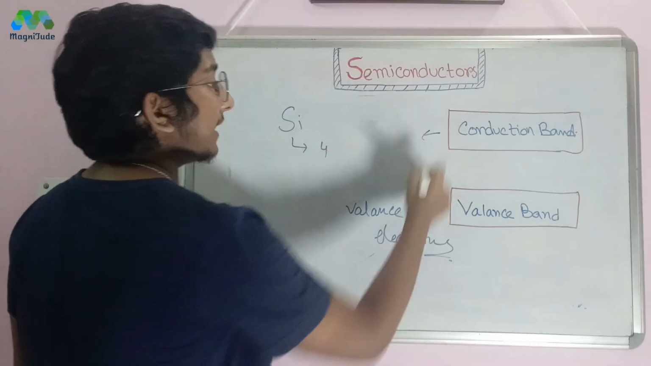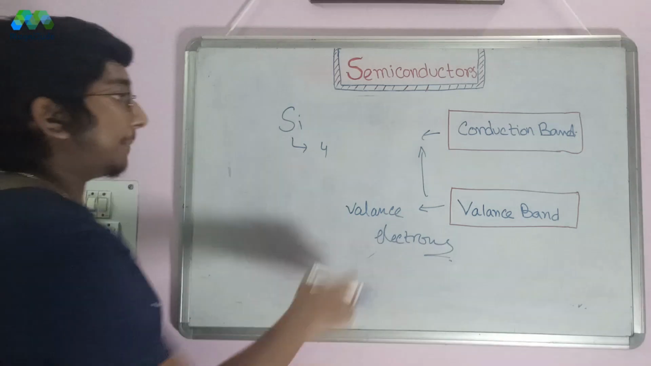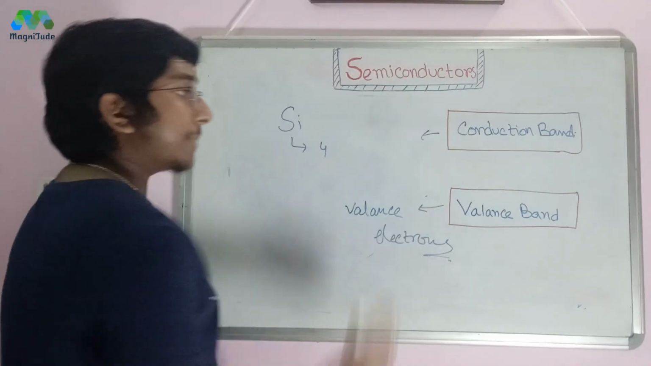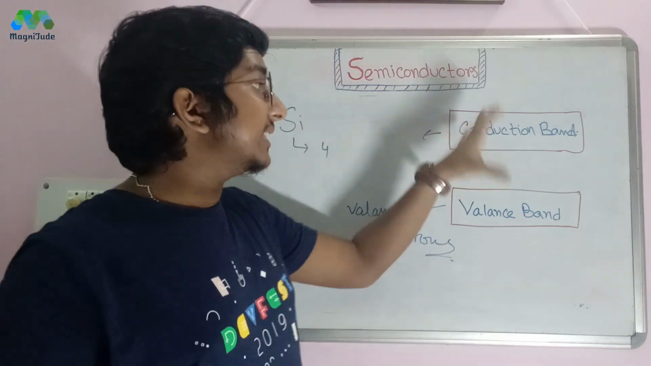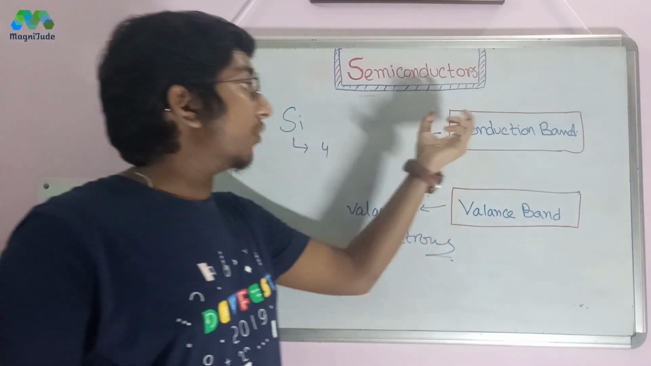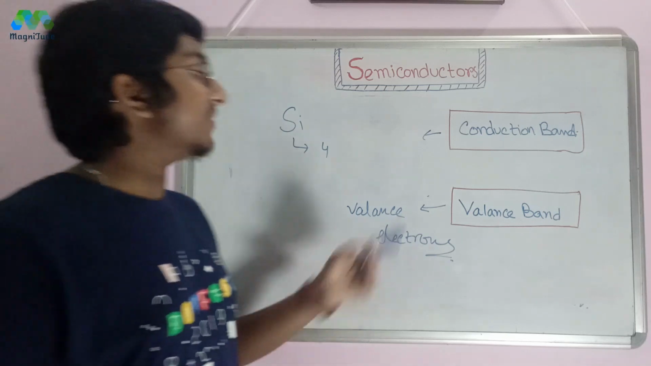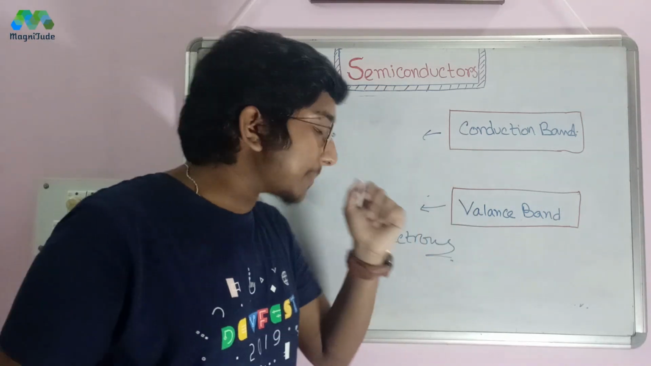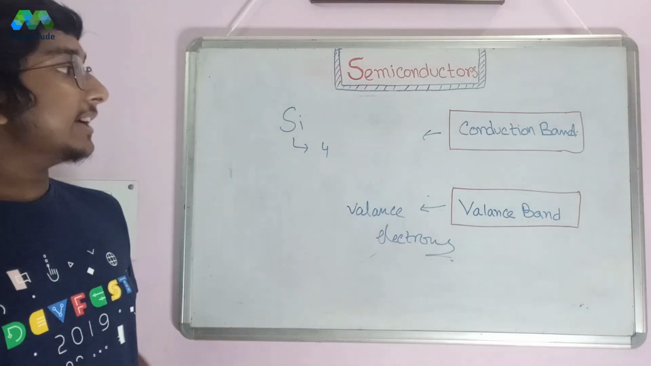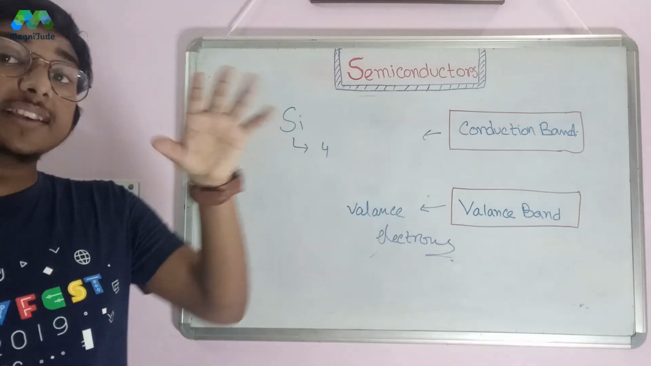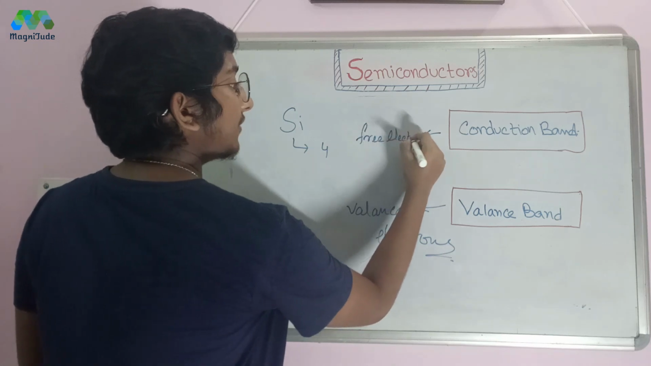And what is the conduction band? The band which is above the valence band is known as the conduction band. Let us discuss in more detail the difference between the valence band and the conduction band. In the valence band, all the energy levels are due to the valence electrons, and in the conduction band, all the energy levels are due to the free electrons.